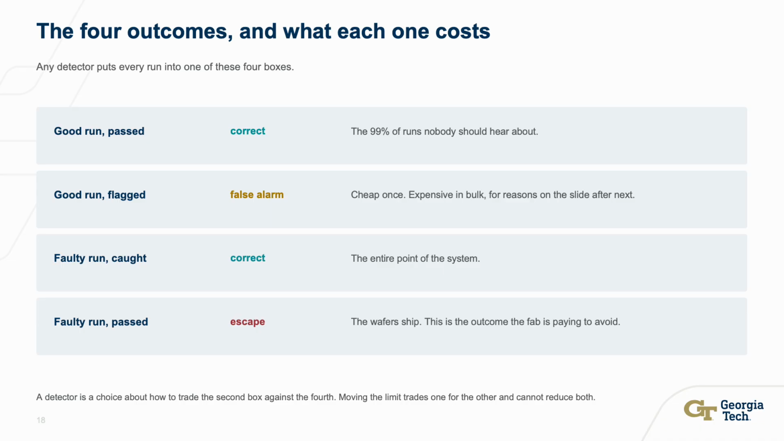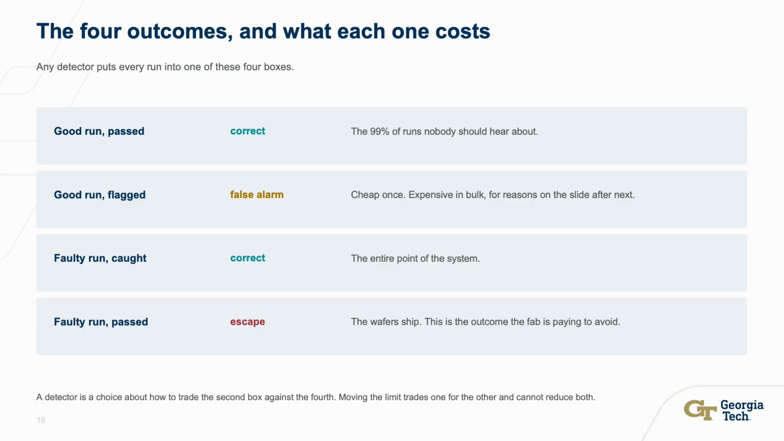An important structural point is at the bottom. Moving the limit trades the second box against the fourth, and it cannot reduce both. Tighten the limit, you catch more faults and produce more false alarms. Loosen it, and the reverse. The detector is a choice about where on the trade you want to sit, and there is no setting that escapes it.